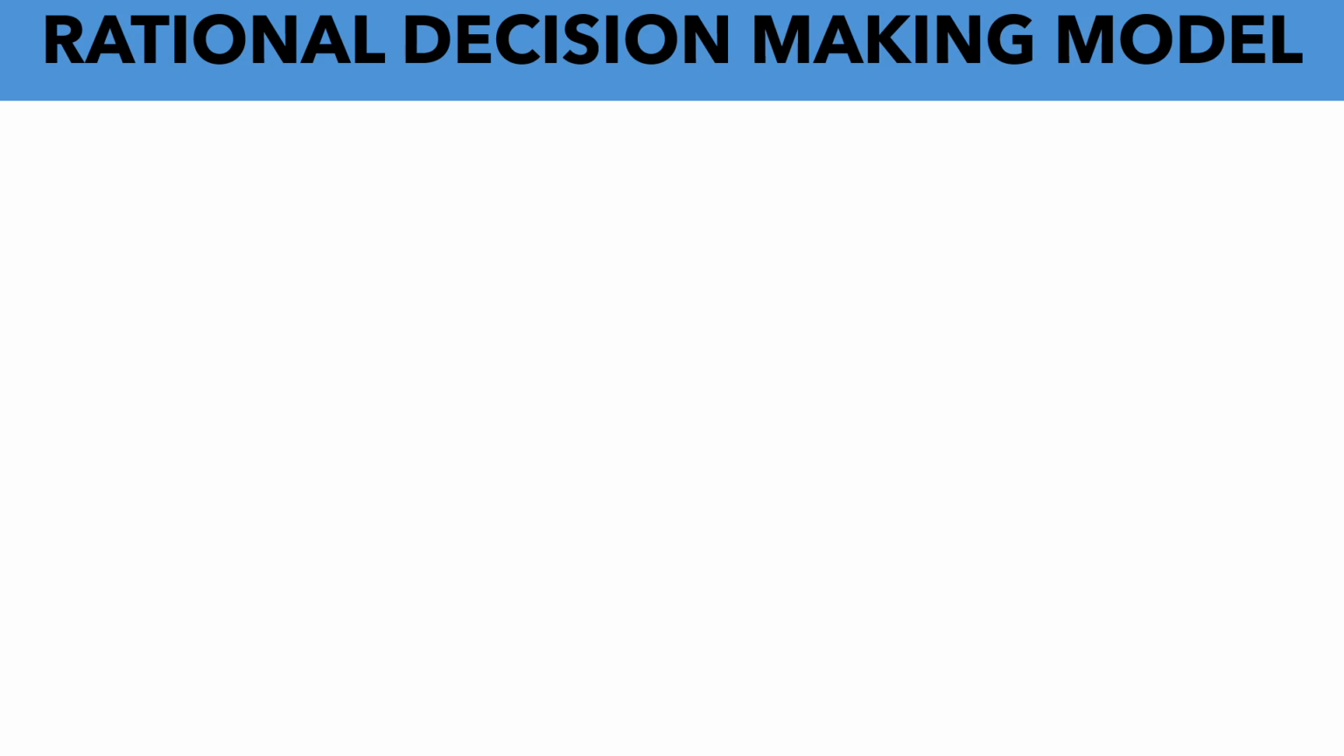Okay, today we're going to be talking about a rational decision-making model. In a business, you're going to have to make a lot of decisions. And if you or the team that you work with can agree on a process, it's going to make things a lot easier. Here is one possible system or process that you can use.